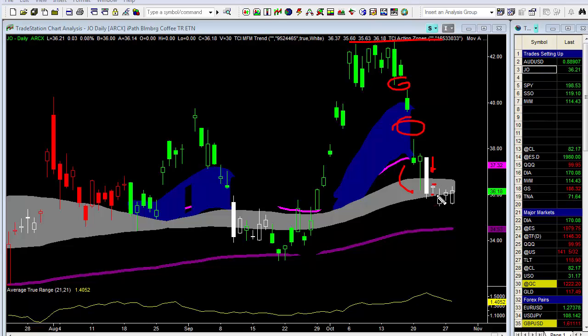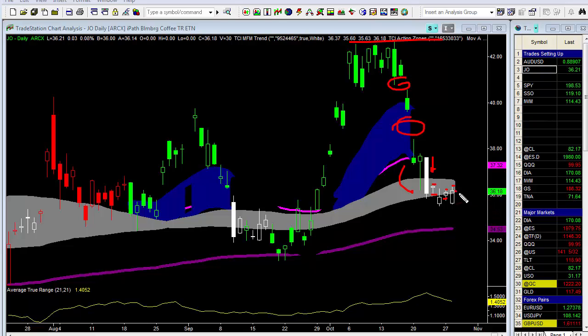Had an inside pattern. We were not able to break up through that high. Instead, we made a lower high and a lower low, followed by an inside pattern here, followed by a bullish engulfing pattern, right? Took out the high and the low of the prior day, closing higher. Okay? This trade setup, you'd be risking about 81 cents.